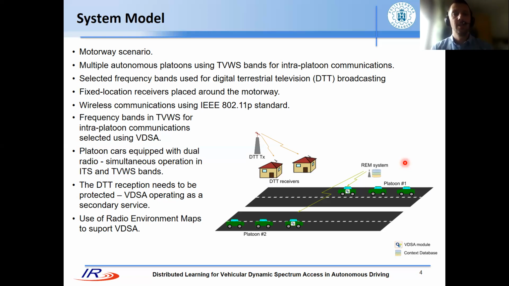And because we are operating in the TV white spaces, of course, we need to take care of this primary system, which is the DTT system. So we need to protect the reception of the DTT signal at the location of DTT receivers. And for that purpose, we use the radio environment maps that help us with the selection of the proper frequency band and transmission parameters in order to mitigate the interference to the primary system.